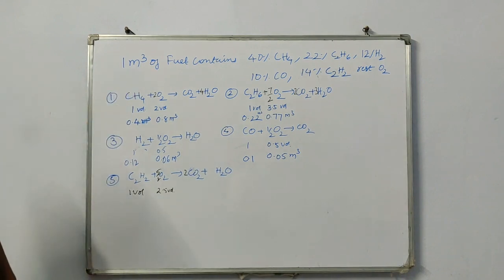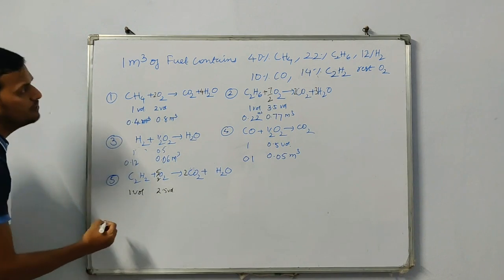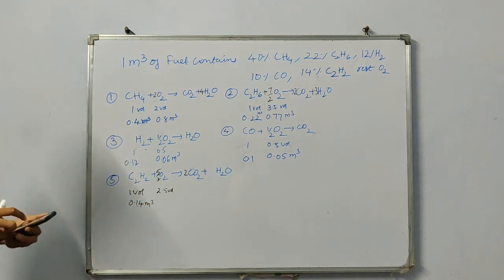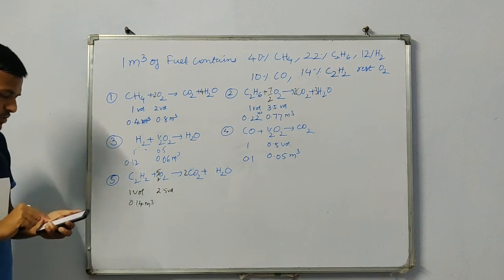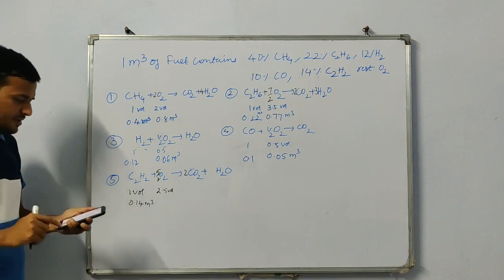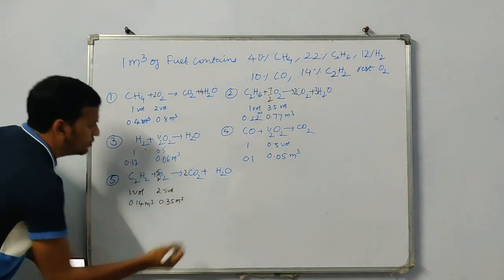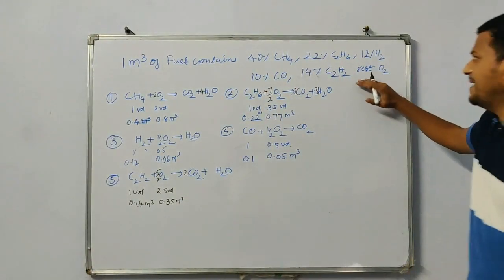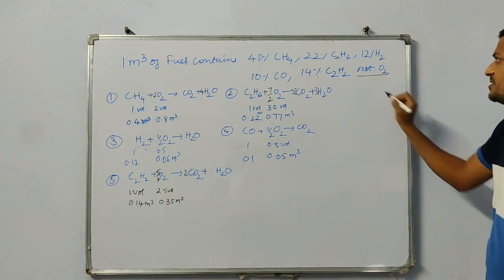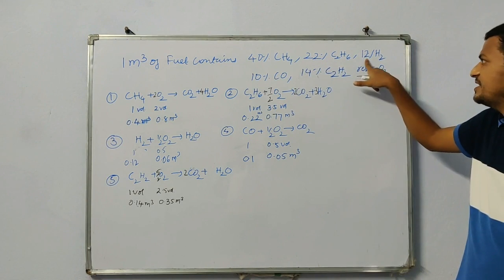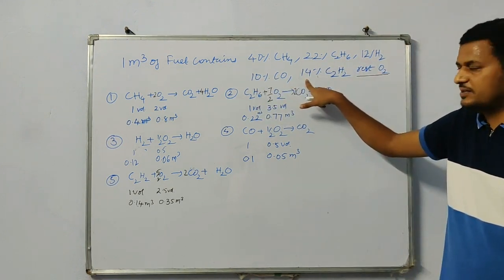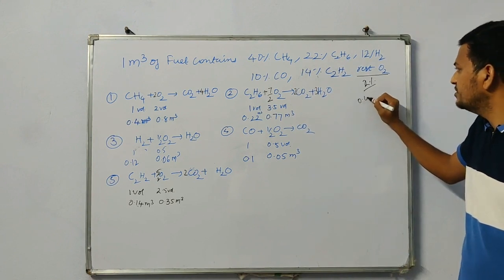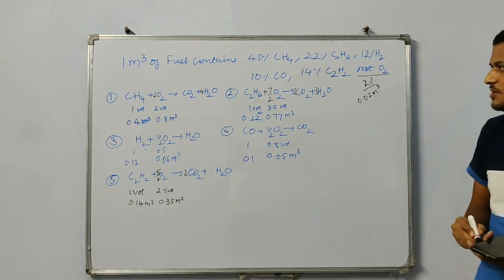Now in our numerical we have 14%. So 0.14 meter cube requires how much? 2.5 into 0.14, you will get 0.35 meter cube. Now we got the total oxygen required, but the oxygen required equals theoretical oxygen required minus oxygen present in the fuel. In our numerical we have some oxygen in the fuel. So 40 plus 22, 62, plus 12, 74, plus 10, 84, and plus 14, it is 98, and we have 2% oxygen. So 2% oxygen means it is 0.02 meter cube.